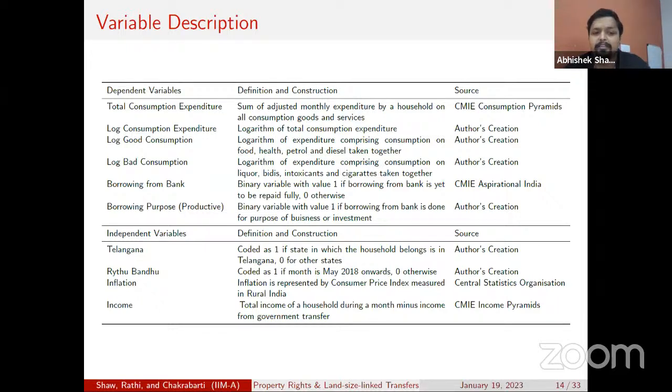These last three variables are basically dummy variables for the difference in differences estimation, which Sawan will talk about next.